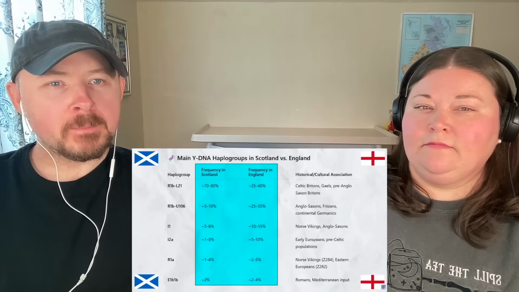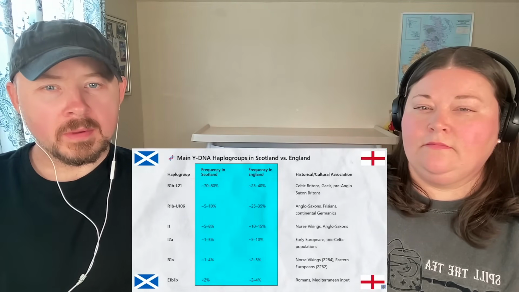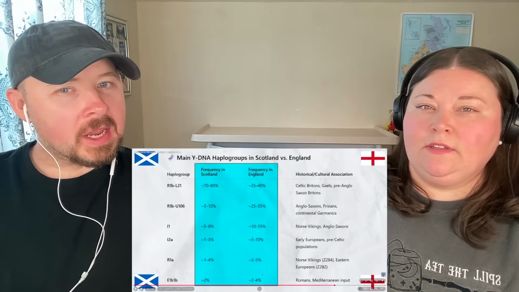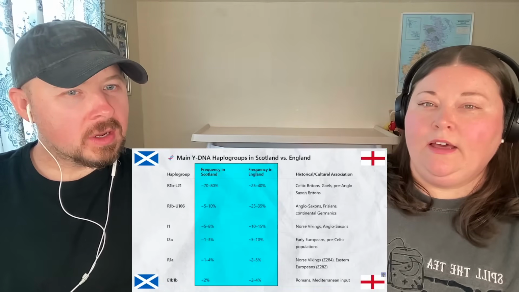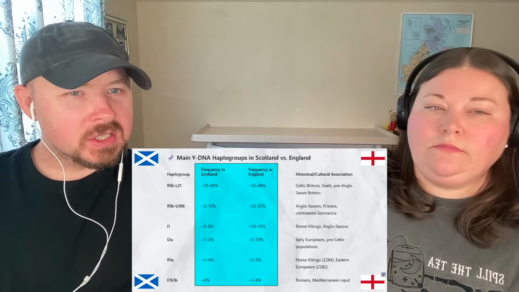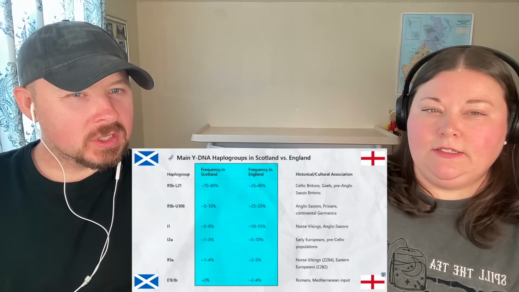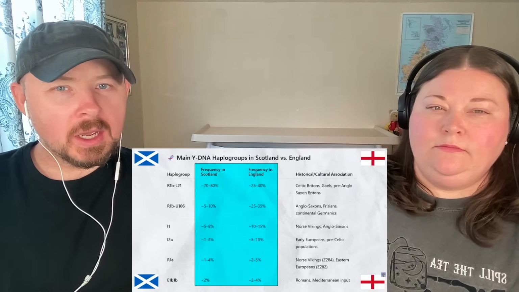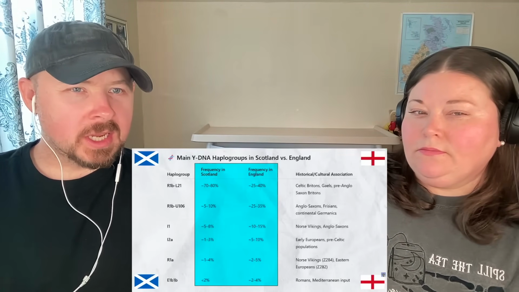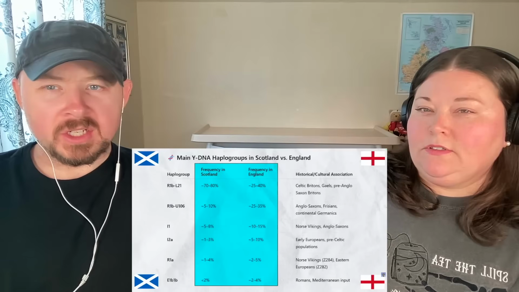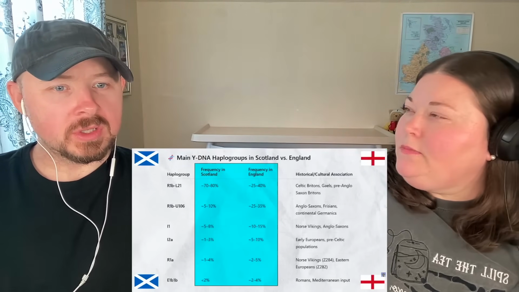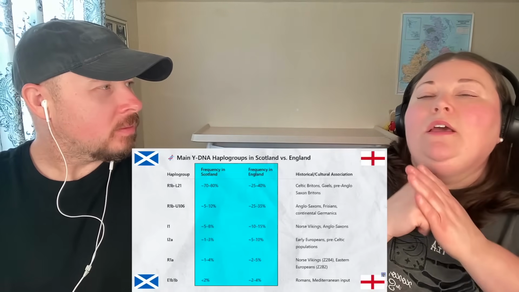England also has slightly higher levels of I1. This reflects the fact that England has more Northern European ancestry in general. Wait, England has more Northern European ancestry? Yeah. Wow. That's what he's saying. That's interesting. So we've got Anglo-Saxons, Frisians, Continental Germanics. Wow. And then you've got Celtic Britons, Gaels, pre-Anglo-Saxon Britons. So basically what we're seeing here, the Scottish tend to have much more of the Celtic Britons, Gaels, pre-Anglo-Saxon Britons. Which makes sense to me. That actually does make sense to me, yeah.